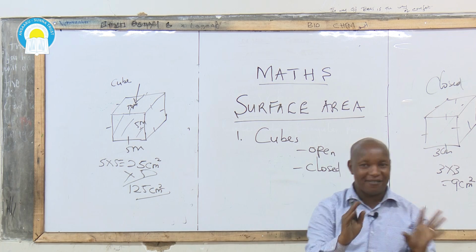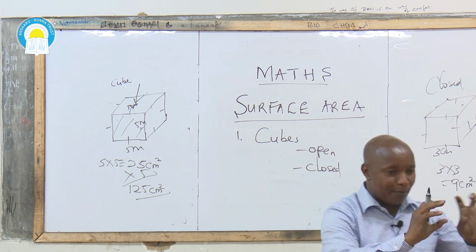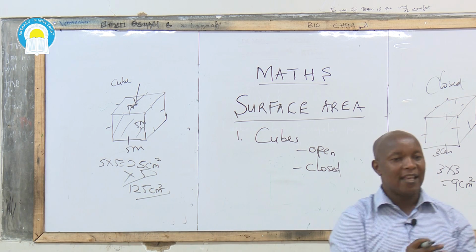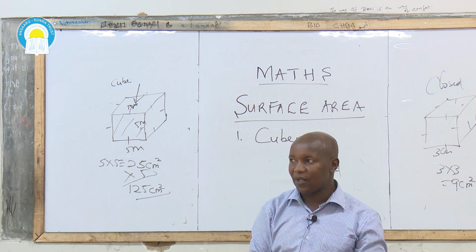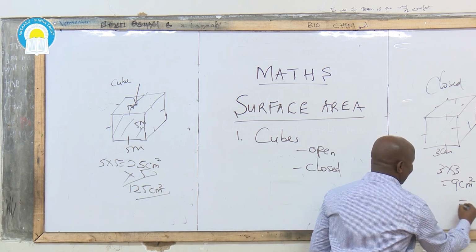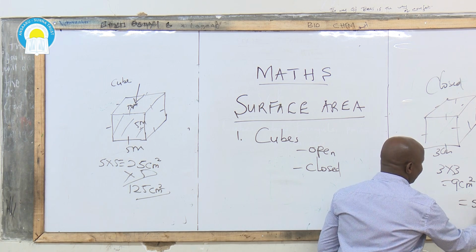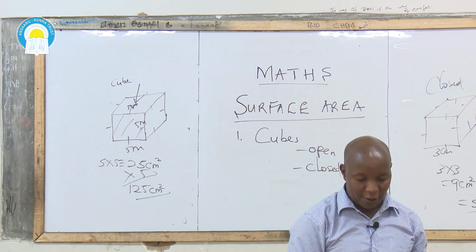I think now everybody is understanding. This is a major point. If it's closed, it has 6 faces. And if it is open, it has 5 faces. So in our case here, we have 9 times 6, which is 54 centimeters squared. That's how we get the surface area of a cube.